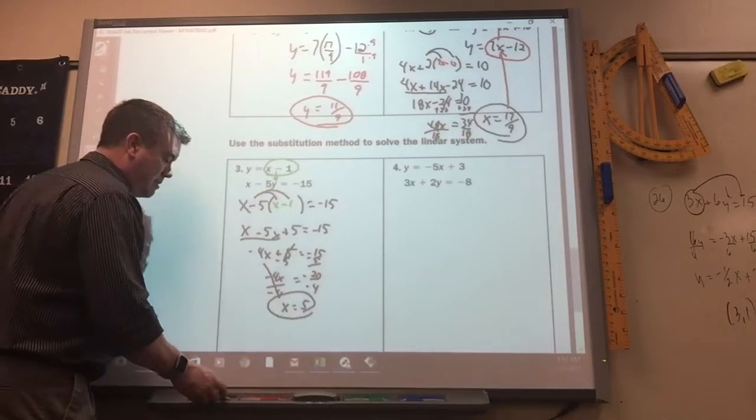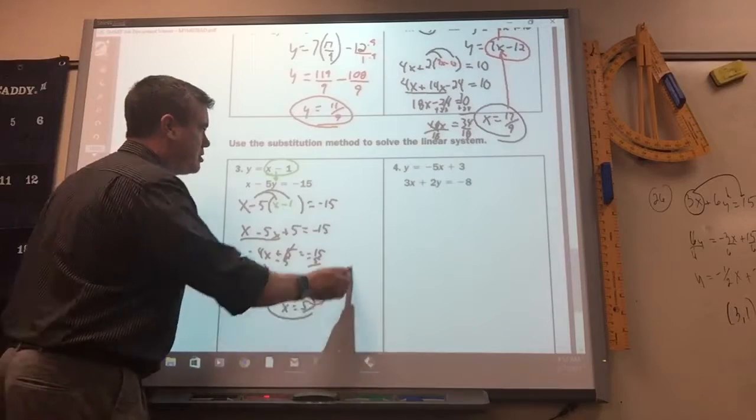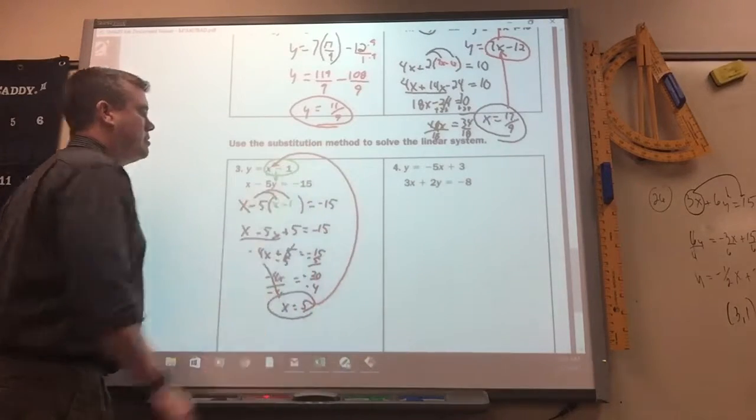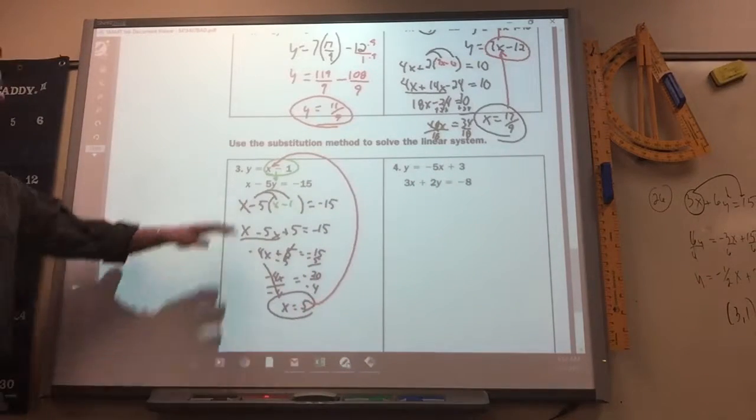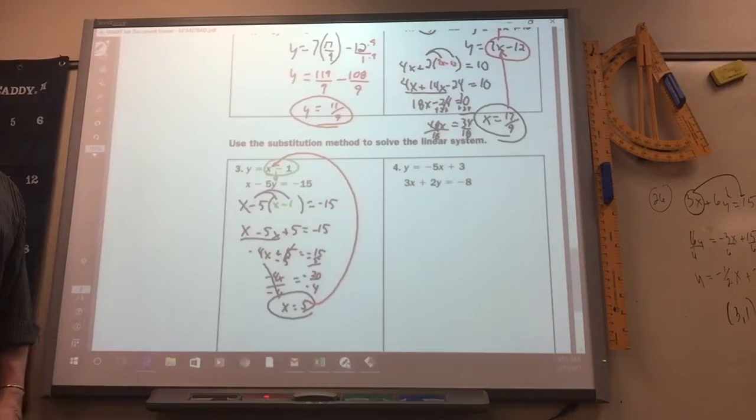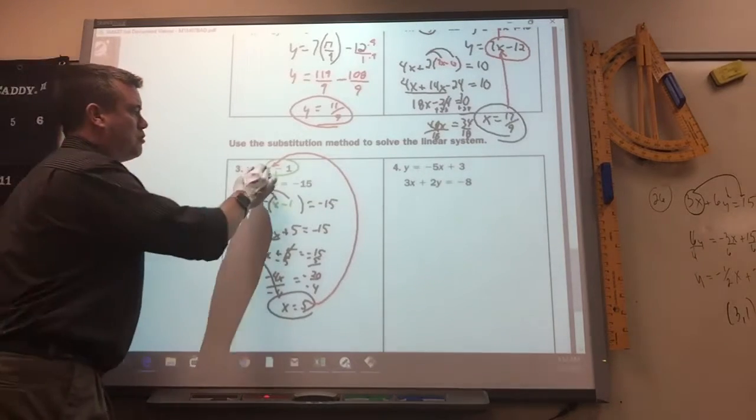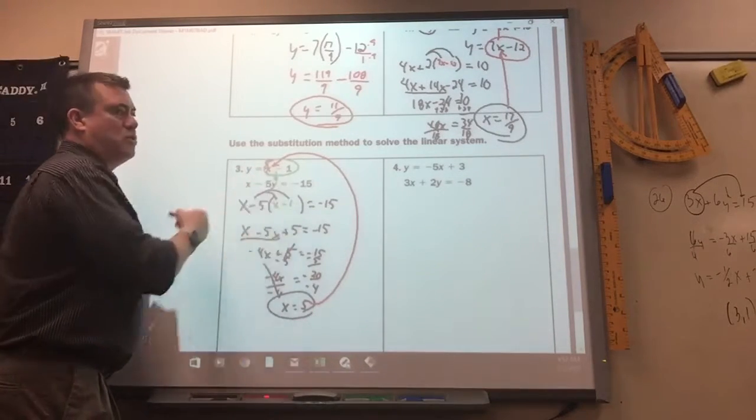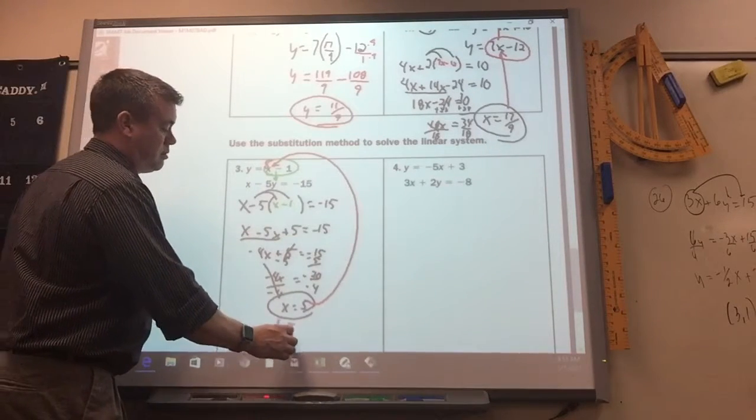Once I have that, just put this in to that equation. It's always the easiest to put it in the one that you substitute, use the substitute. So if I put a 5 in there, 5 minus 1 is 4. So y is 4.